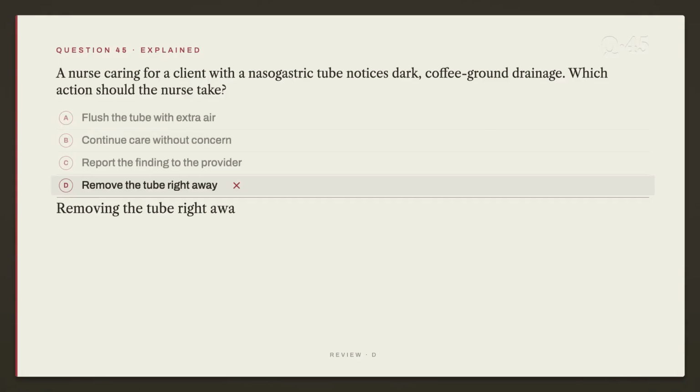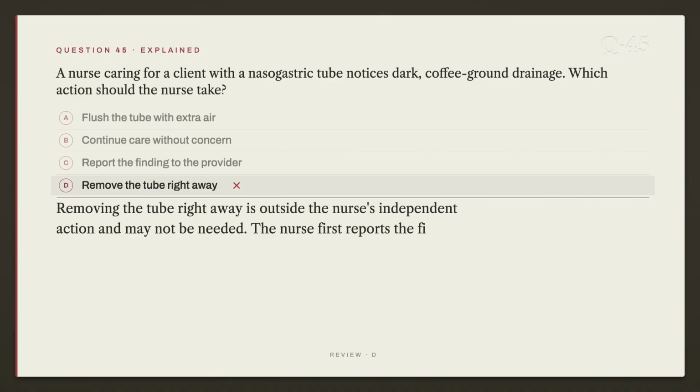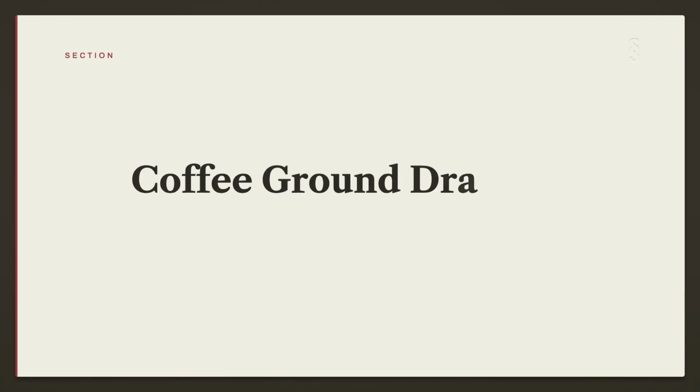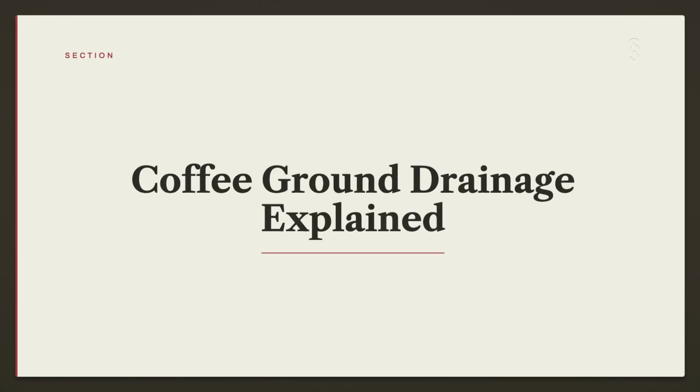D is wrong because removing the tube right away is outside the nurse's independent action and may not be needed. The nurse first reports the finding to the provider rather than pulling the tube. Coffee ground drainage from a nasogastric tube is dark brown or black granular material that forms when blood is exposed to gastric acid. Hemoglobin reacts with hydrochloric acid and converts to acid hematin, which is dark and particulate.